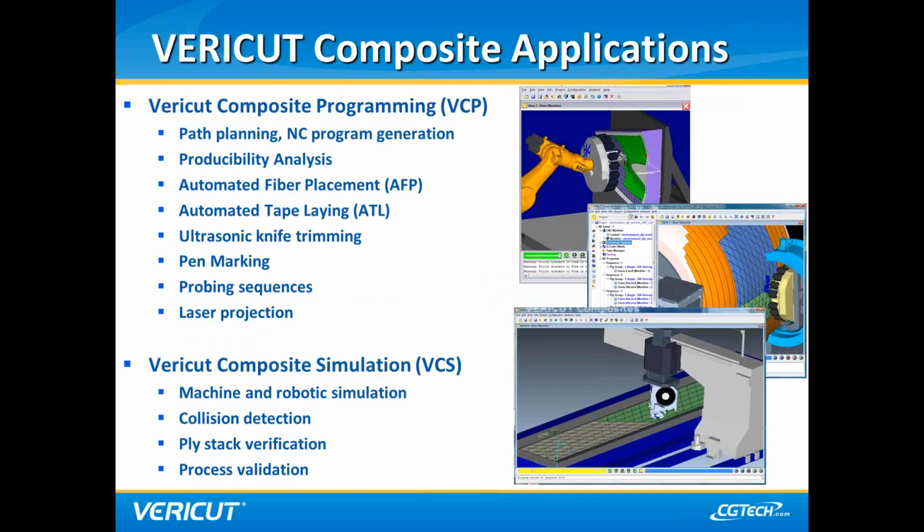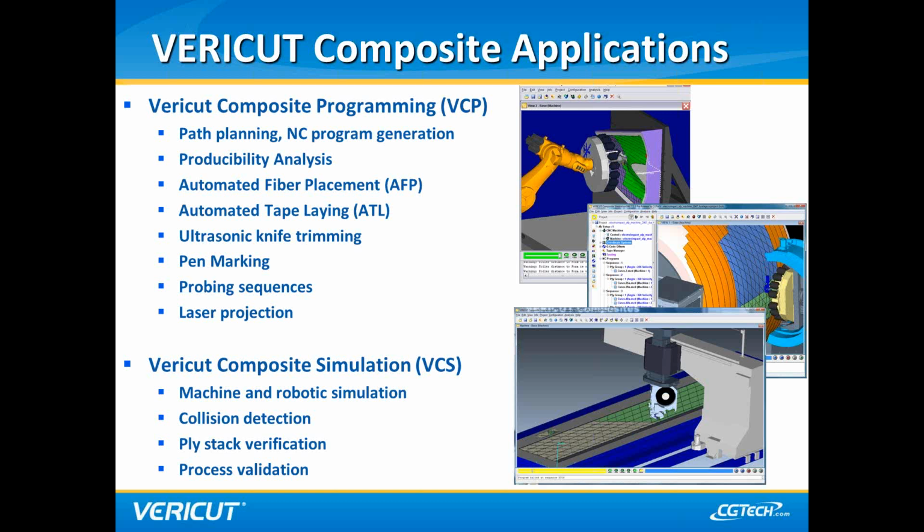VCP, which is the Vericut Composite Programming Suite, allows for path planning and NC programming generation. So what you're able to do is read in CAD surfaces and ply boundary information, add material to fill those plies according to user-specified standards and requirements. Layup paths are then linked within the software to form a specific layup sequence, and you output NC programs for the layup machine, whether that be ATL or AFP.